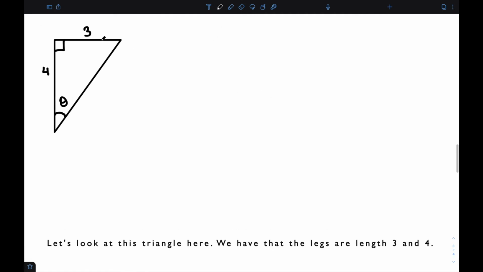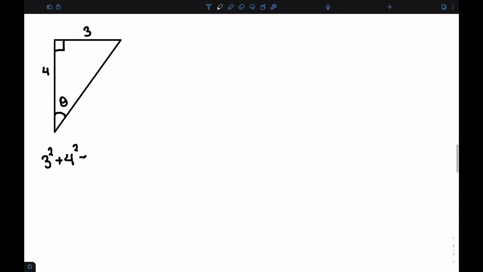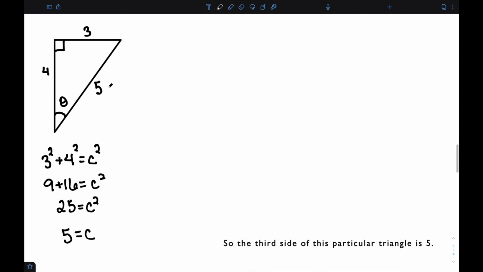Let's look at this triangle here. We have that the legs are length 3 and 4. We know this right here is our angle theta, and we're missing the hypotenuse. So the Pythagorean theorem says if I square each of the legs and add that together, it's equal to the hypotenuse squared. So this is 9 plus 16 is equal to c squared, or 25 is equal to c squared. And taking the square root, I get that c is equal to 5. So the third side of this particular triangle is 5.